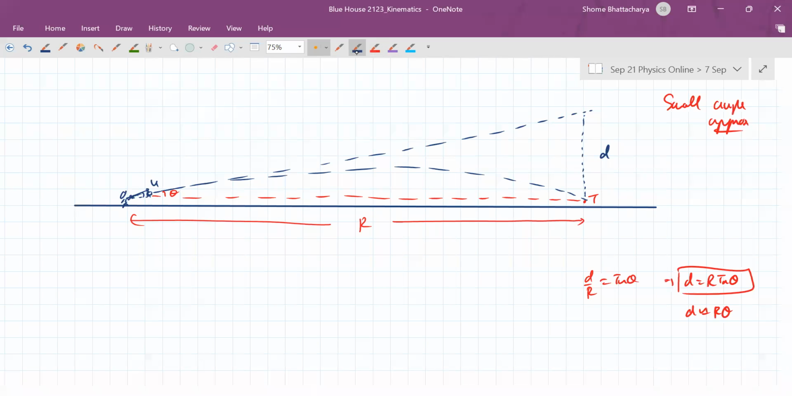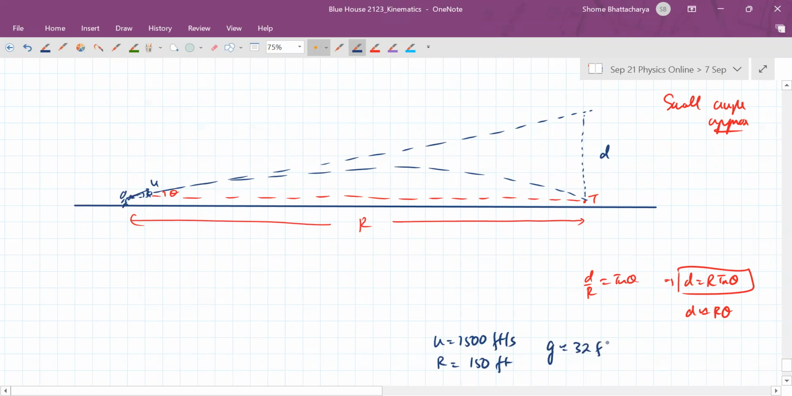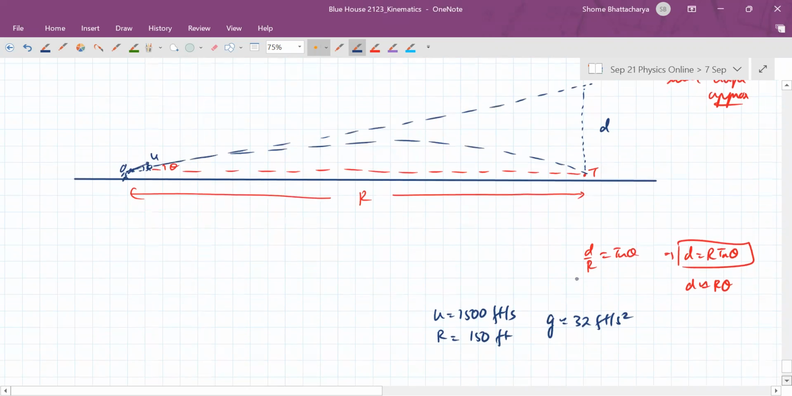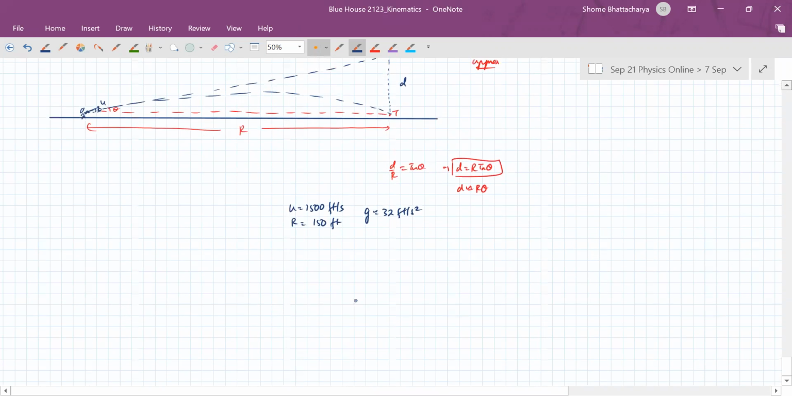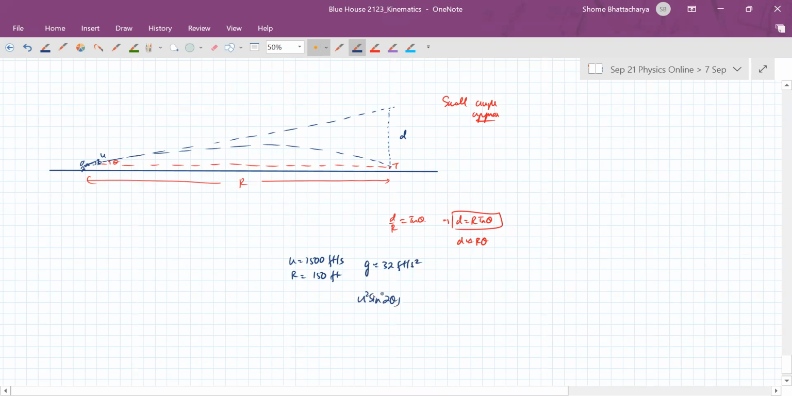Anyhow, let's understand this first. Our speed of projection is 1500 feet per second, and our range is 150 feet. That is the data given to us. And G's value we'll take as 32 feet per second square. So first we'll calculate this angle, and to calculate this angle also I will use the small angle approximation. U square sine 2 theta by G is equal to R. So sine 2 theta is 32 into 150 divided by 1500 square.